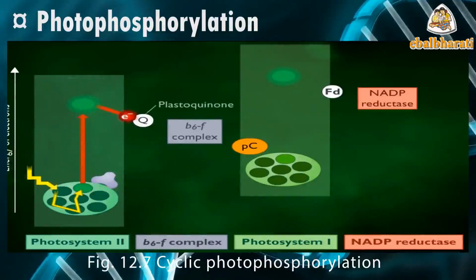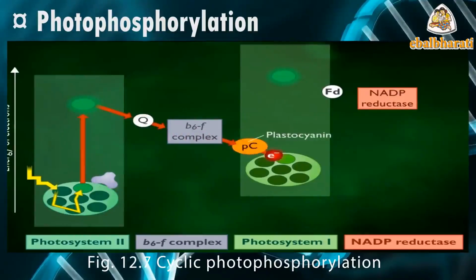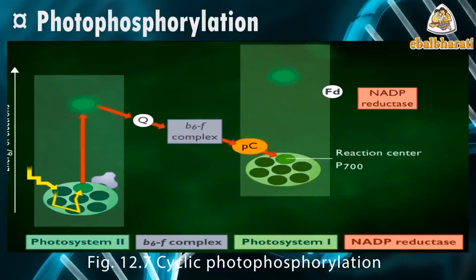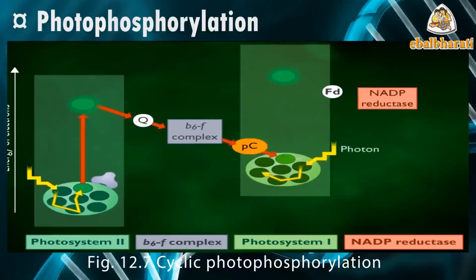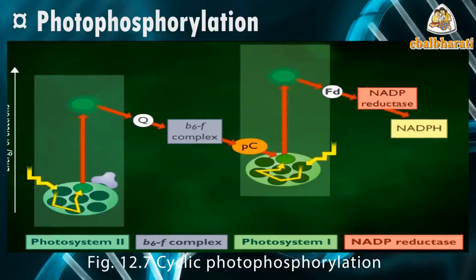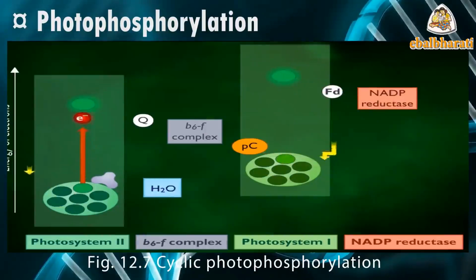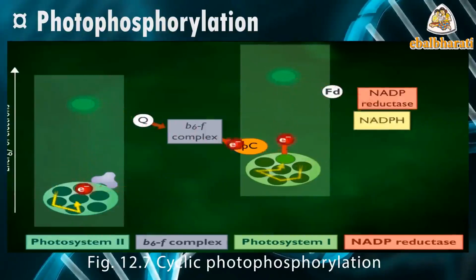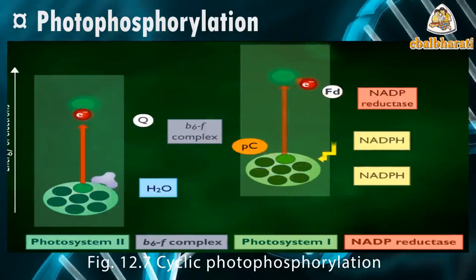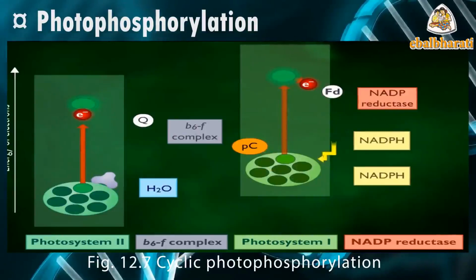Second, non-cyclic photophosphorylation. It involves both PS1 and PS2 photosystems. In this case, the electron transport chain starts with the release of electrons from PS2. In this chain, high energy electrons released from PS2 do not return to PS2, but after passing through an electron transport chain reach PS1, which in turn donates them to reduce NADP+ to NADPH. Figure 12.8 depicts the same.